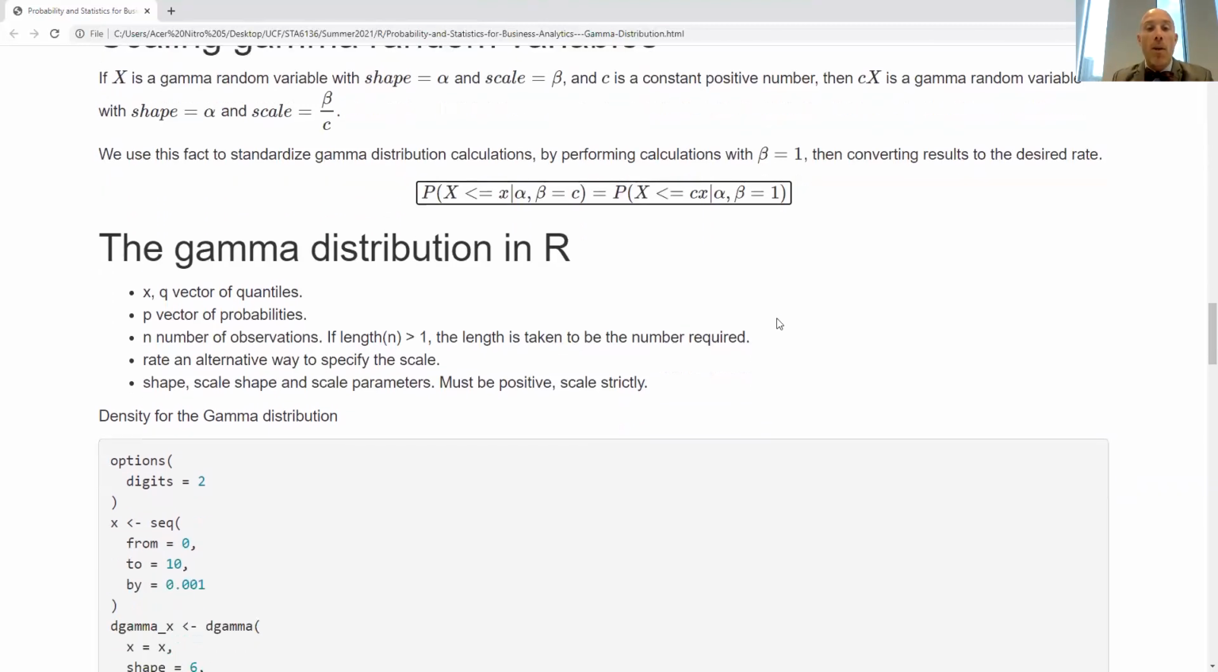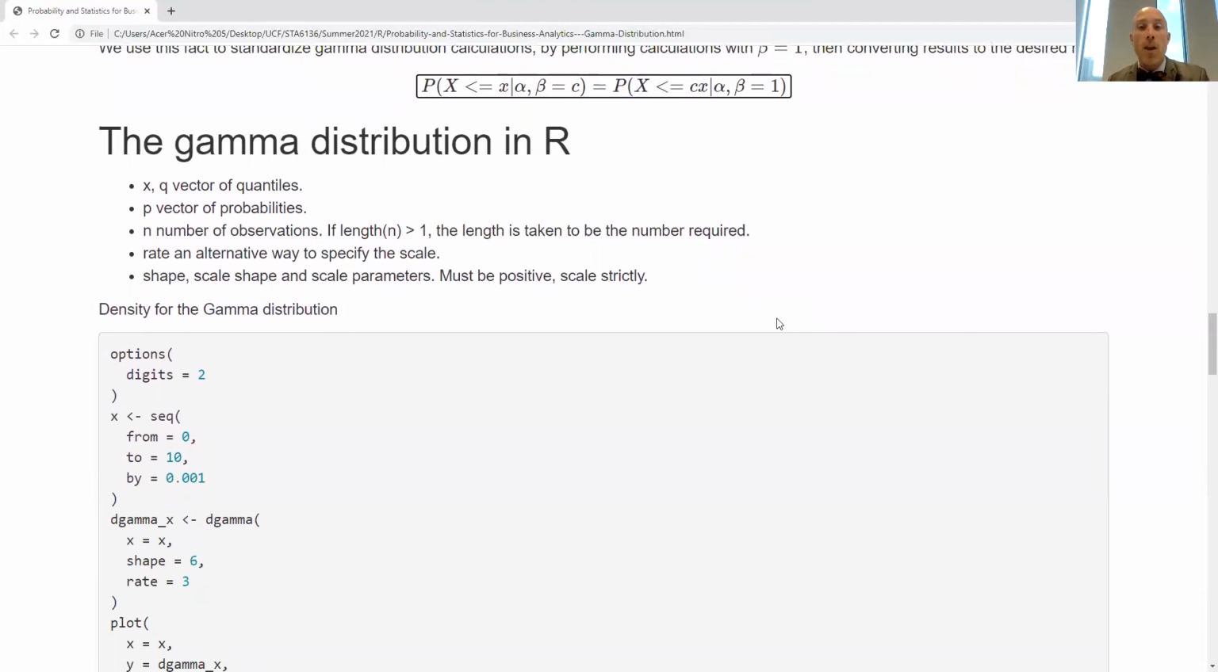Now, when we're talking about gamma random variables in R, things still follow the standard conventions of d for density, p for cumulative distribution functions, q for quantiles, and r for random number generation. So once again, x and q are quantiles, p are probabilities, n is the number of observations. Now, something about the gamma distribution is that I can specify either rate or scale. I'm not stuck with strictly rate or strictly scale like I am with the exponential distribution in R. So the gamma distribution in R is a little bit more flexible.